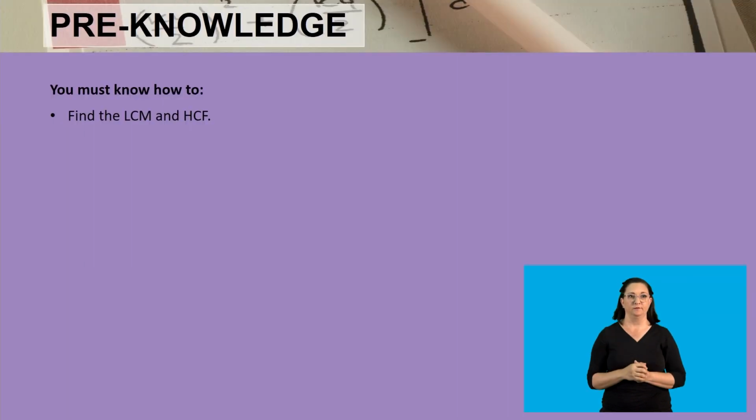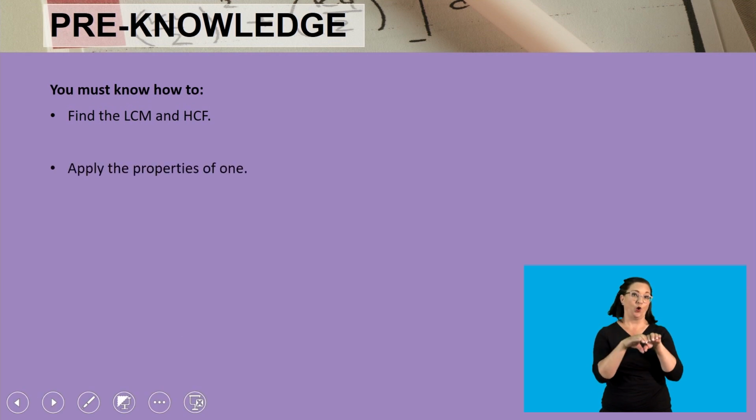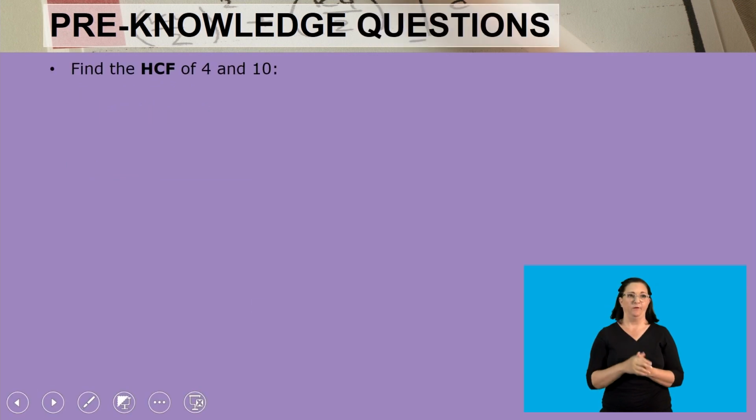For this lesson, you must know how to find the lowest common multiple and the highest common factor. You must also know how to apply the properties of 1. Let's look at this in practice.